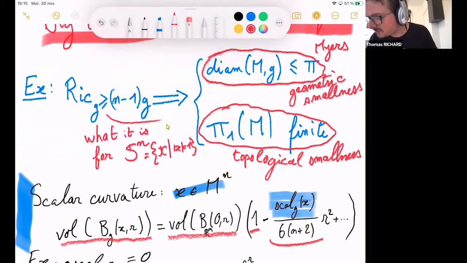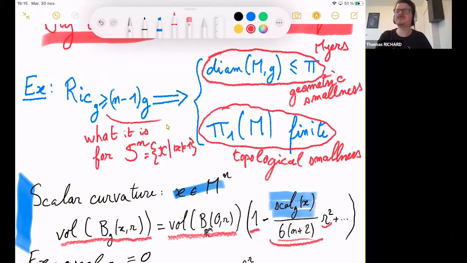Okay, so you take a ball of small radius r. It will have in your manifold the same volume as in the Euclidean case for small r, up to a small correction term. And this correction will be, up to some dimensional constant, r squared times the scalar curvature. This is one possible definition of the scalar curvature.